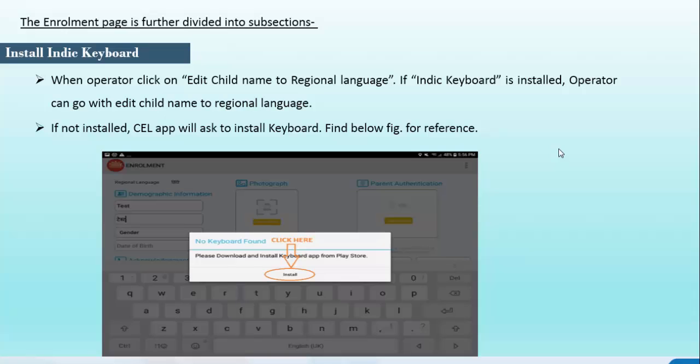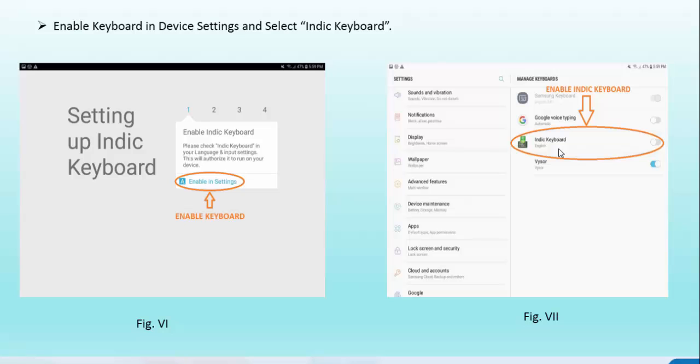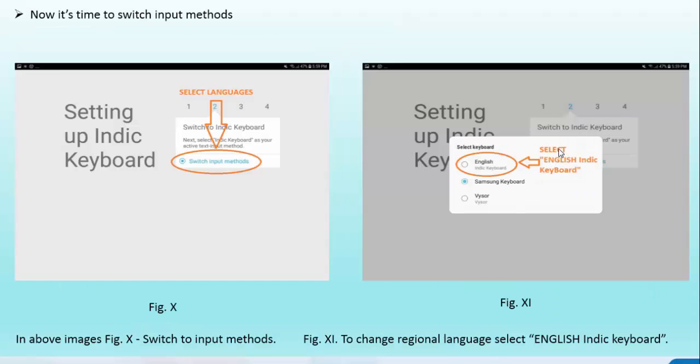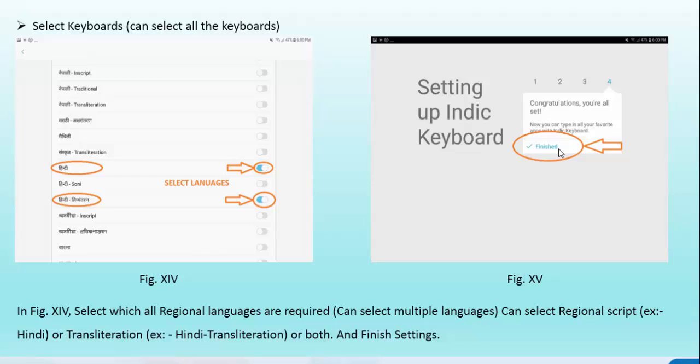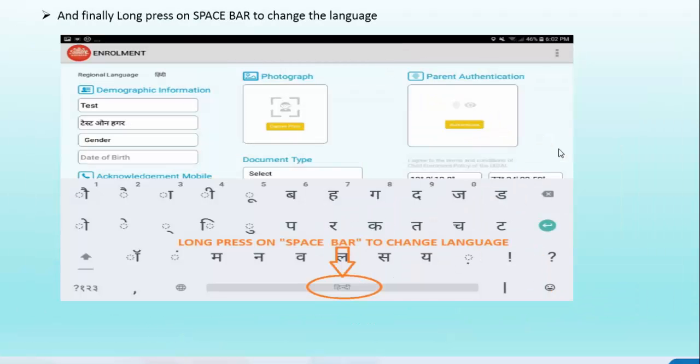So this can be done before enrollment also. If it is not done before enrollments, then it can be done the first time, for the first child's enrollment using the CLC client. So this is a one-time activity. It should not be done every time. If you want to change the language next time, you can change the language using this spacebar option in the keyboard. Otherwise installation is not required each and every time. So once you have done these settings of the Indie keyboard, then you can continue the child enrollments.